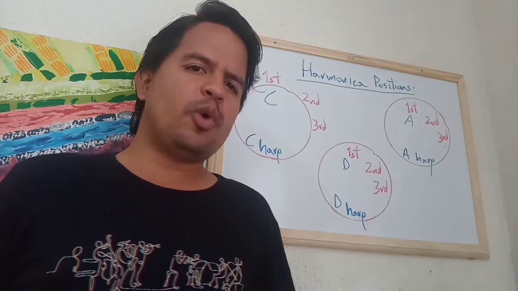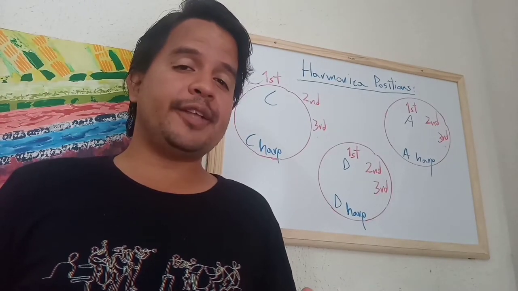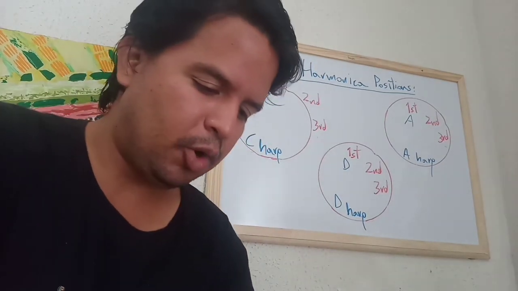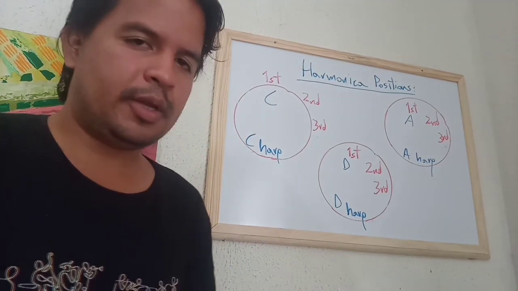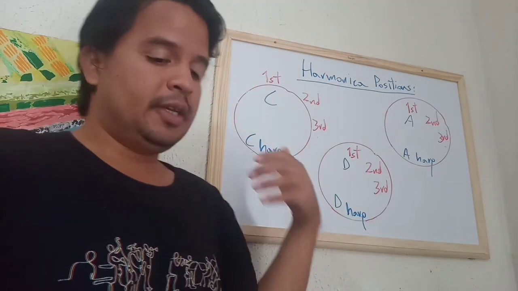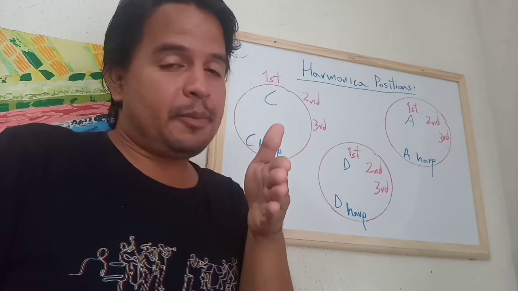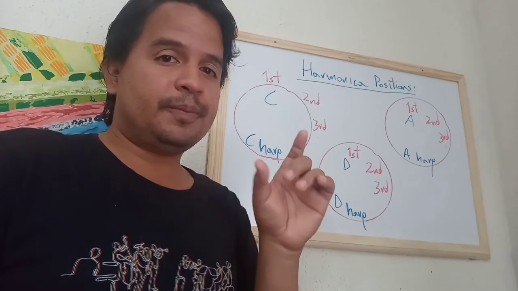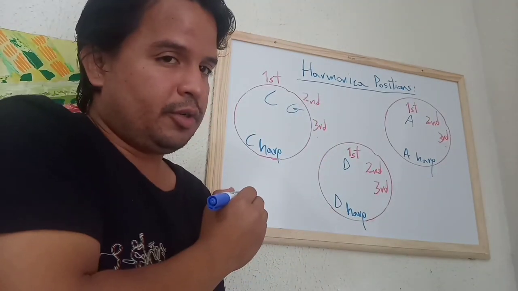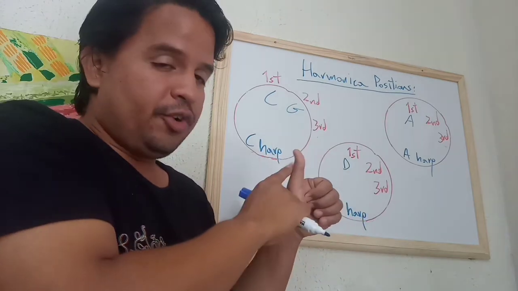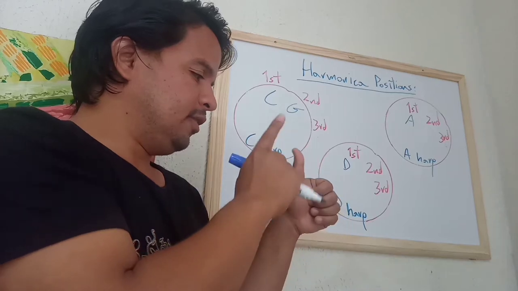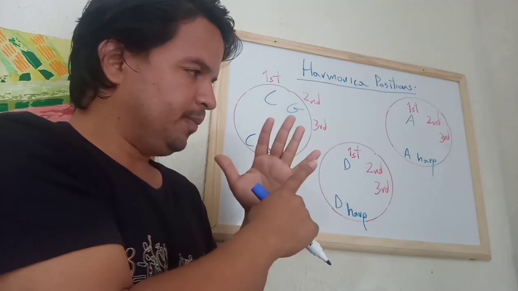Right here. You might be wondering, teacher, but how does this relate to our harmonicas? Simple. Check out the board. If we have a C harp and we're playing it in first position, it means that we're playing it in the key of C. If we are playing this same harmonica in the key of G, that's going to be second position, because it's the first fifth on that previous circle we just saw, C, D, E, F, G.